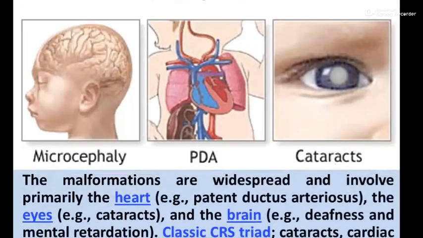This is what is called congenital rubella syndrome, CRS, or the rubella triad. Malformation occurs in the heart, mainly PDA, patent ductus arteriosus; in the eyes, causing cataract; and in the brain, causing microcephaly, or deafness with mental retardation. This is the classical CRS triad: cataract, cardiac anomaly, and deafness.